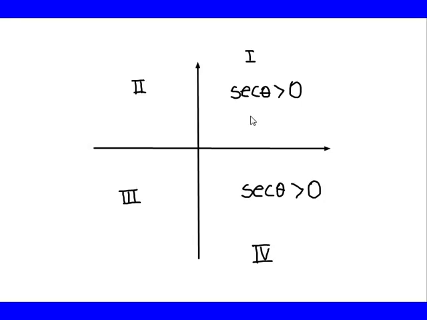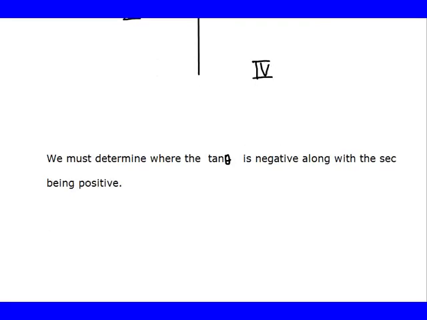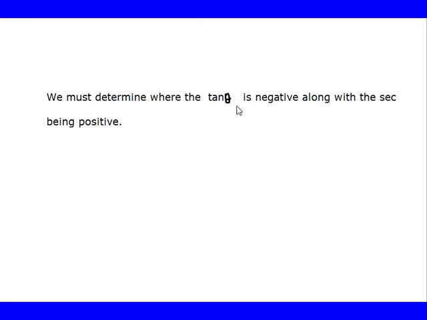Now the next condition: we need the quadrant in which the tangent is less than 0, or negative, while the secant is still positive. So I wonder what quadrant that could take place in. Do you know already? In which one of these two quadrants do you think those conditions will be fully met or satisfied? Which one do you think it is, the first or the fourth? Let's take a look. We must determine where the tangent of angle theta is negative along with the secant being positive.